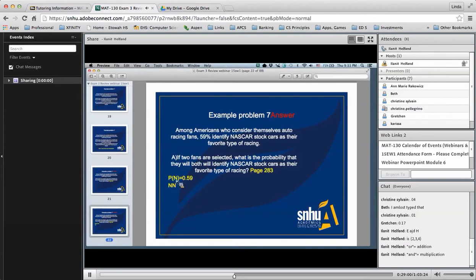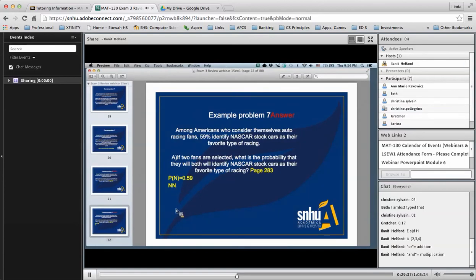So what I like to do is use this N to represent a single person choosing NASCAR. The way my little shorthand works, I would say P of N equals 0.59. Does that make sense, that shorthand? N is like a single person choosing NASCAR. And it says if 2 fans are selected, what is the probability that they will both identify NASCAR as their favorite? So I think of this as the situation NN, right? The first N means the first person chooses NASCAR, and the second N means the second person chooses NASCAR.